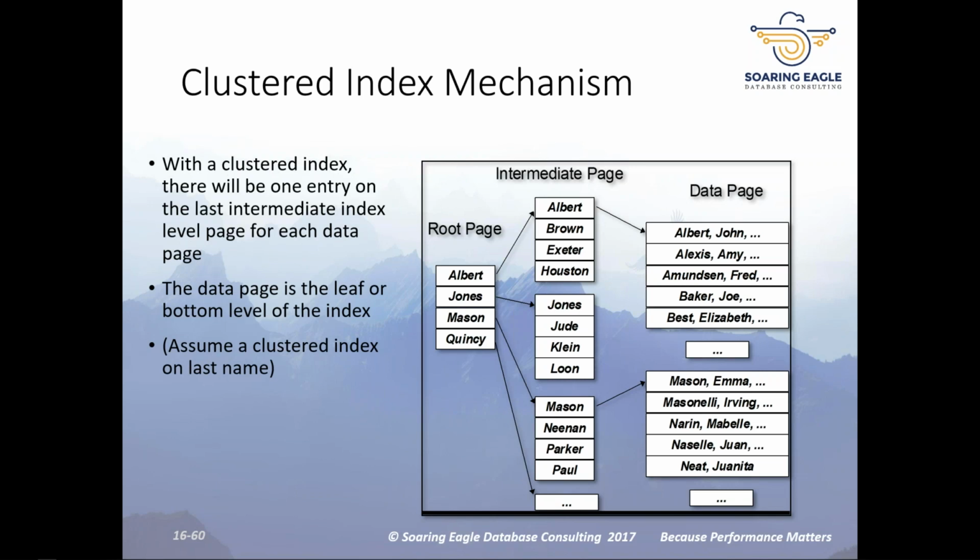So, the question I need to ask is, what's more efficient for bringing back 50 bakers? Well, clearly, the clustered index. If I'm always bringing things back on first name, well, I would want a cluster there.